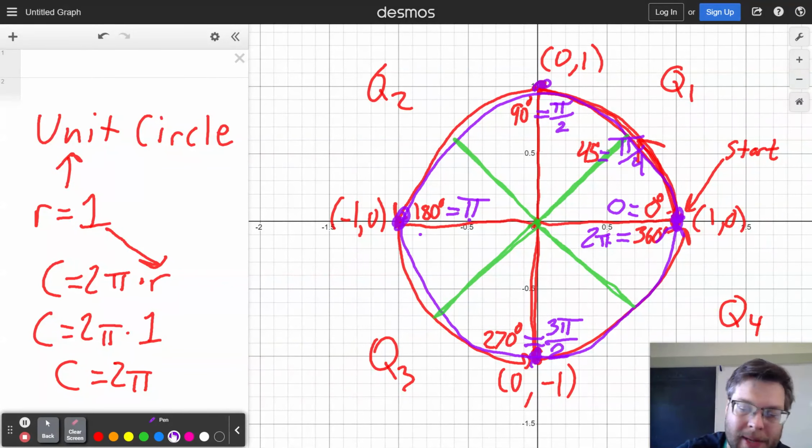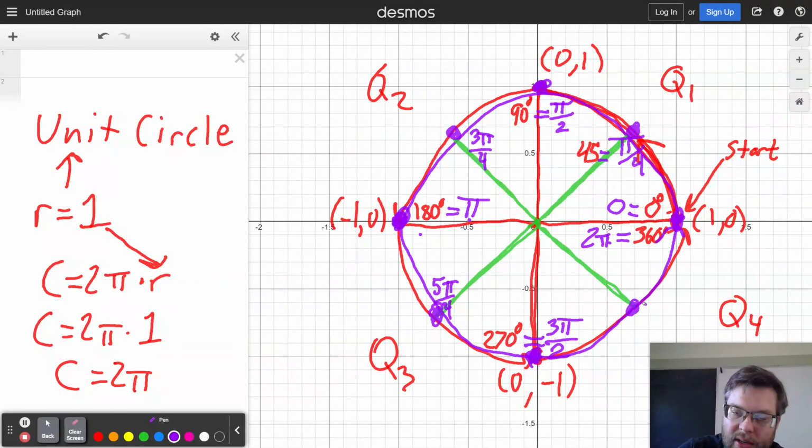And the way I can do that is by counting up by pi over 4's. So here's 1 pi over 4. 2 pi over 4 can be reduced. Here's 3 pi over 4. Here's 4 pi over 4, which reduces to pi. Here's the next one, 5 pi over 4. Down south is 6 pi over 4. 6 over 4 is the same as 3 over 2.